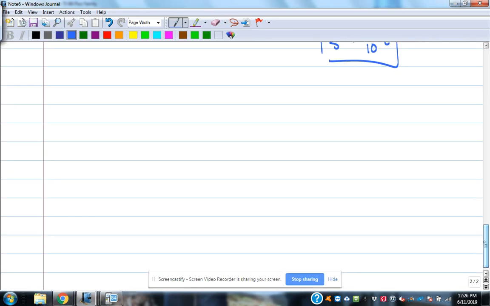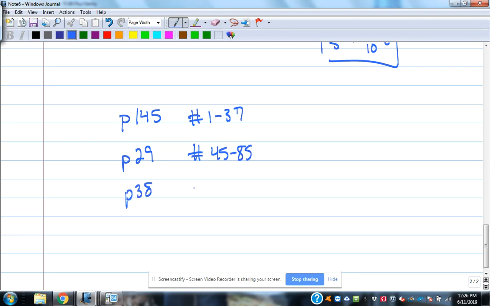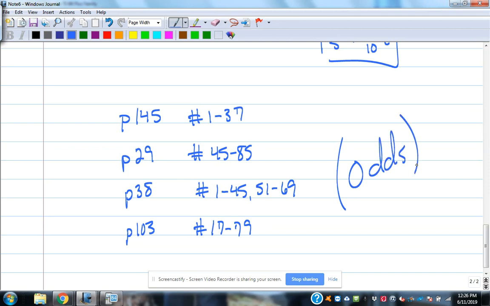So for these sections, page 145, 1 through 37, page 29, 45 through 85, page 38, 1 through 45, and then 51 through 69, and then page 103, 17 through 79. Odds on all those. Those would be some practice problems from your textbook.